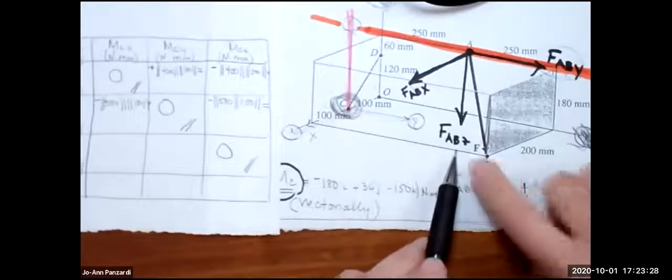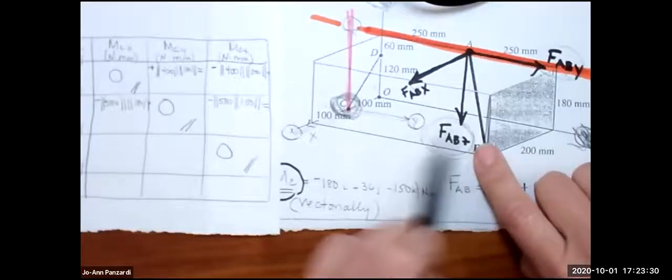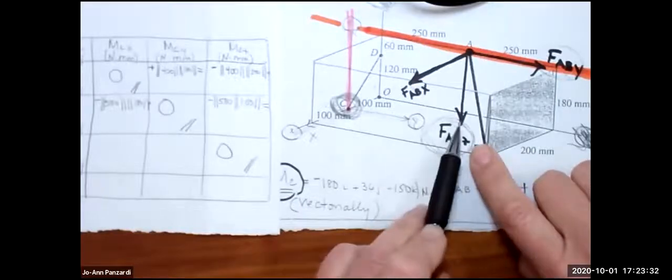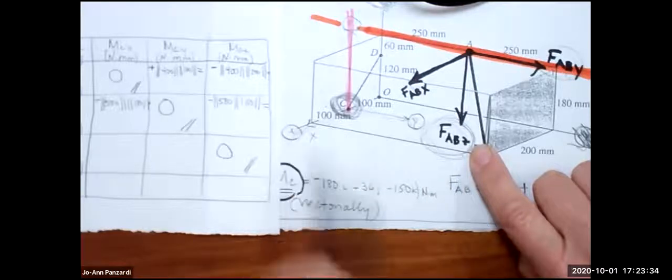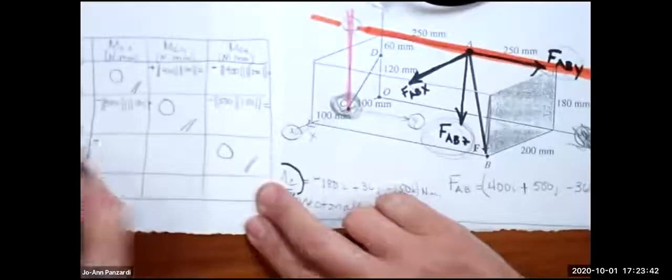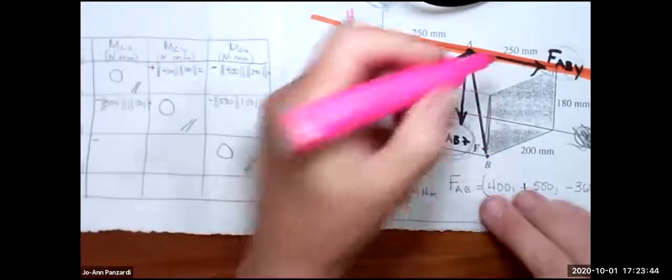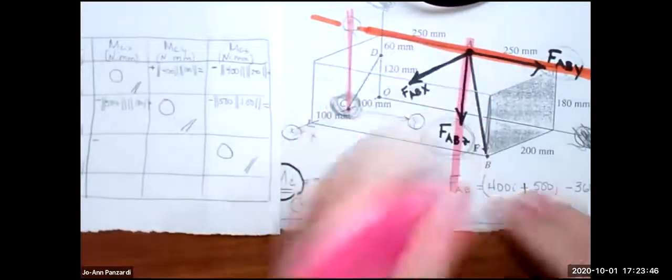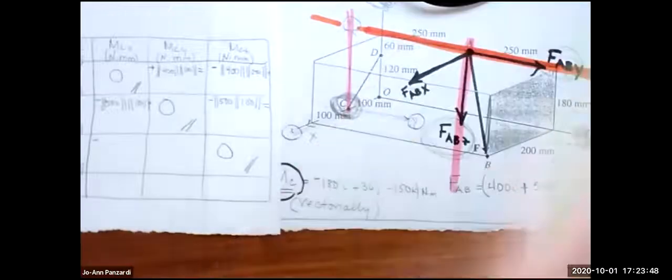Okay, next one. Now we're looking at force Z. Does it create a moment about the x-axis through C? Yes. Positive or negative? Negative, right. So let's do that one. Here's force Z, and here's the x-axis.